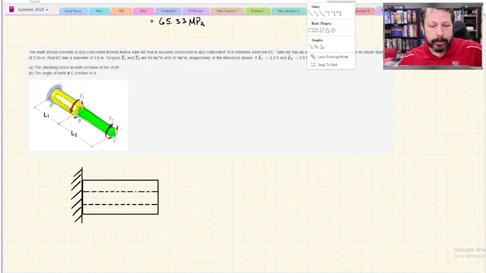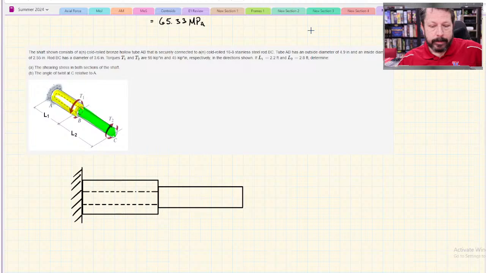And then we have the solid green section. The inner diameter is 2.5, so it's a little bit bigger than that. We'll draw it like this. And L1 and L2 are close to the same numbers. We'll do it like that. Okay. Let's put our dimensions on here.